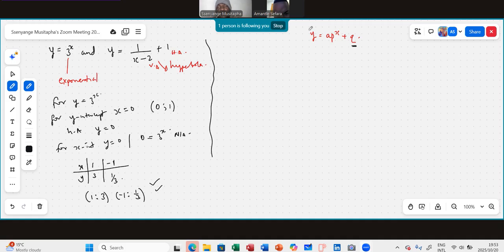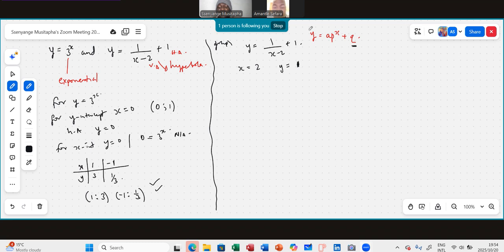Yes. And if I go to the graph of y equals 1 over x minus 2 plus 1, obviously we have the vertical asymptote at x equals positive 2. If it was a positive here, it would have been negative 2. And then the horizontal asymptote, y, will also be 1.